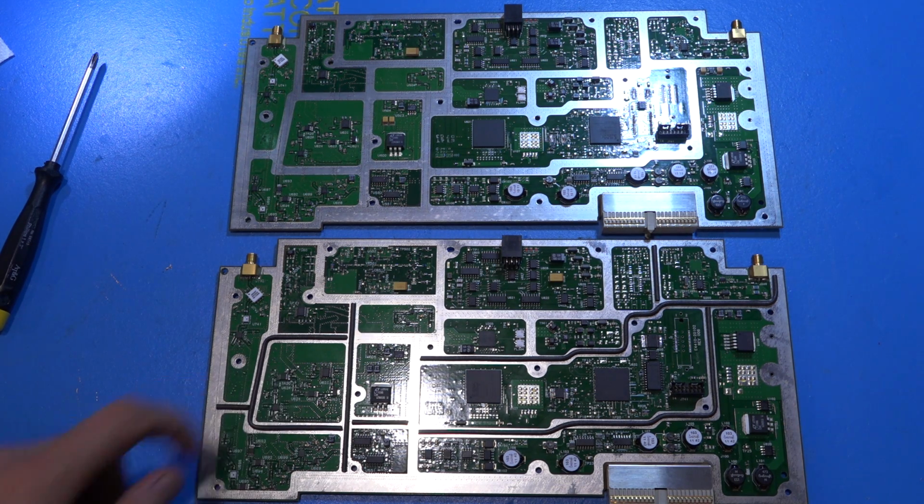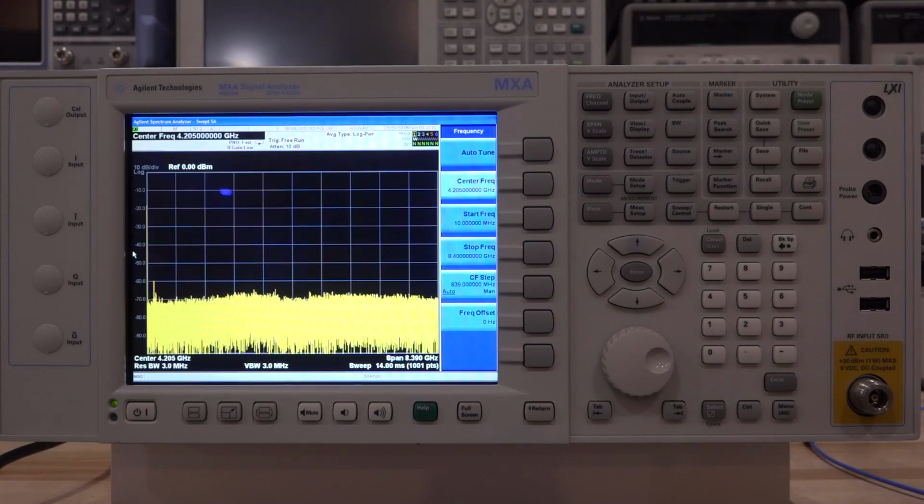Let's go plug this back in. I'm curious to see what happens. And oh my god, check it out, it sweeps. It no longer has that problem. This is amazing. Now there's some spurious tone here.